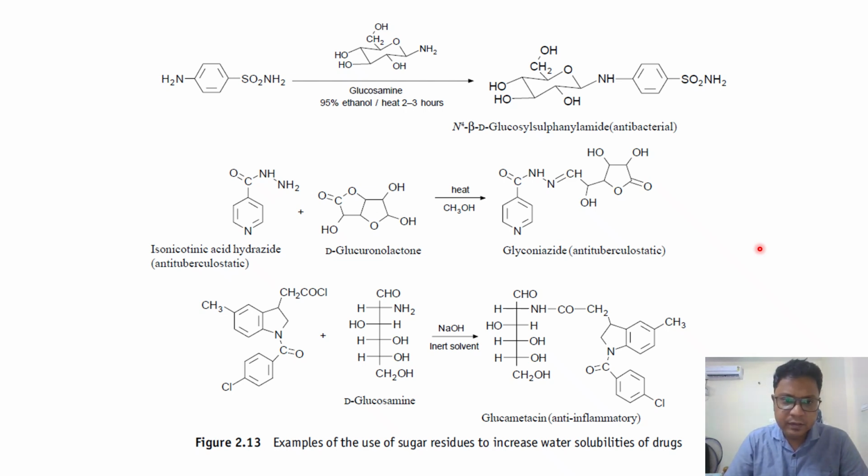Similarly, if we have this anti-tuberculosis drug molecule, and we attach D-glucuronolactone, we can see that by attaching this sugar molecule, you can improve the overall water solubility of the drug molecule. Here, we can simply attach D-glucosamine to this drug molecule, and we can improve its overall water solubility. It will not have any side effect, but it will have a positive effect.